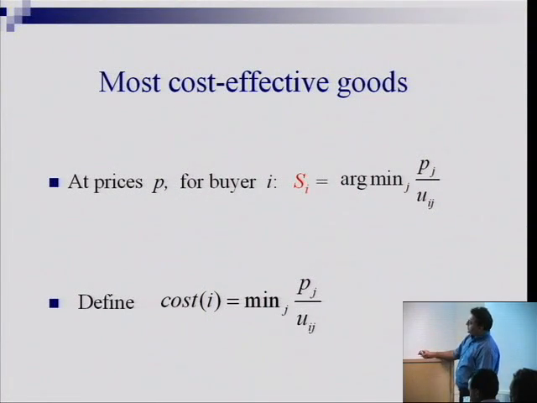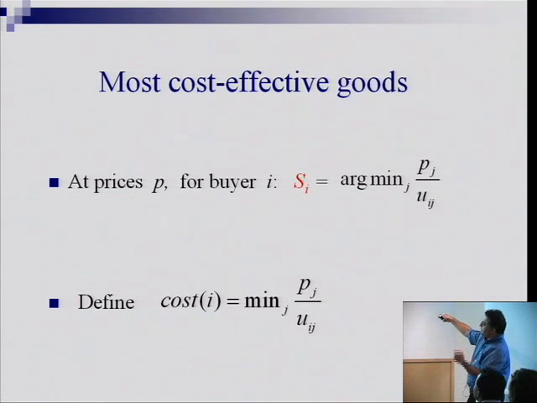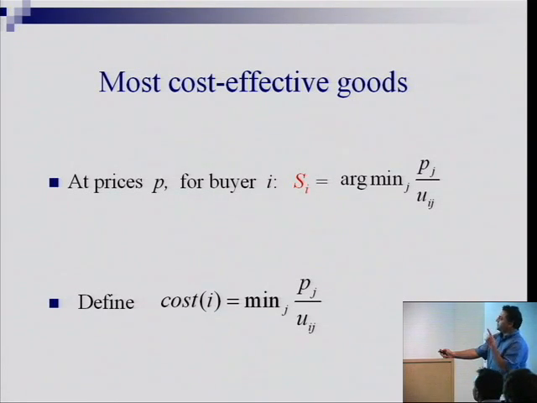Given prices P for the goods, because people's happinesses are all linear functions of allocations, for each buyer, consider the goods that she can accrue at minimum price per unit of happiness. This is the price of the good per unit of the good, and this is happiness per unit, so this is the amount of money spent to get 1 unit of happiness. Minimize that over all goods, and that tells you the most cost-effective way of getting 1 unit of happiness. These are the goods that she's interested in, and we'll define cost I to be this quantity, which is the minimum price for 1 unit of happiness.